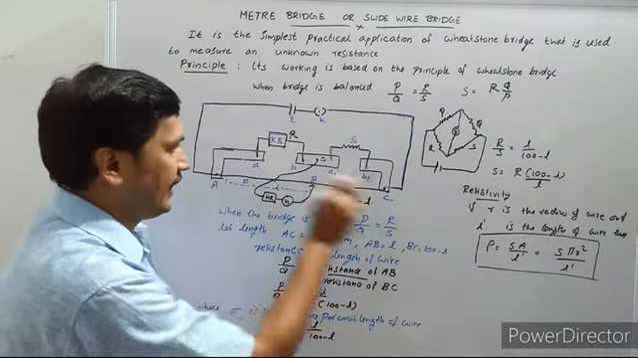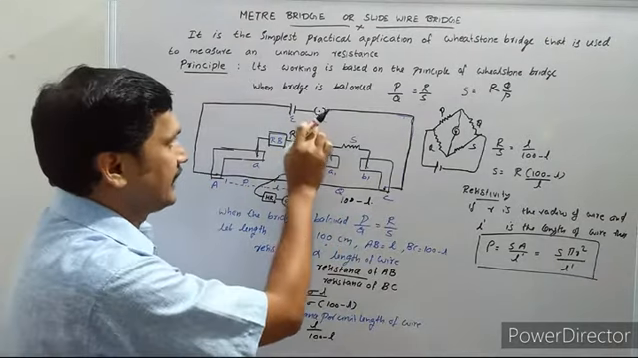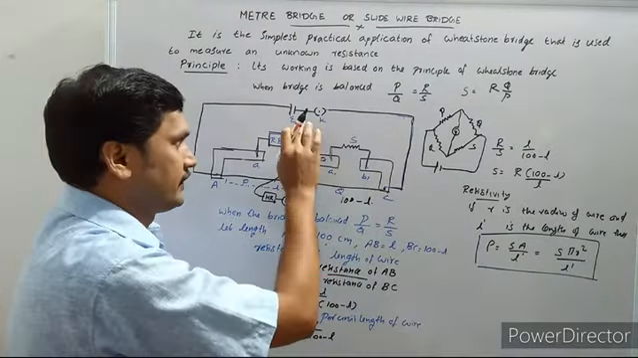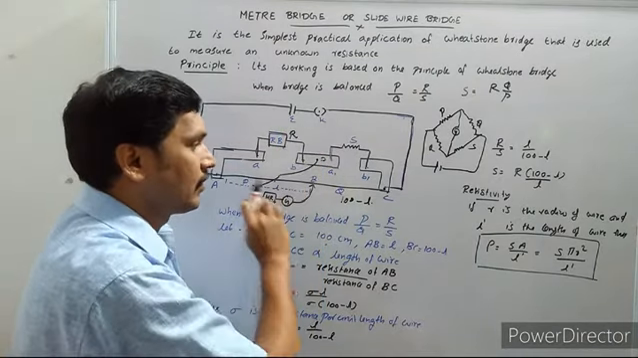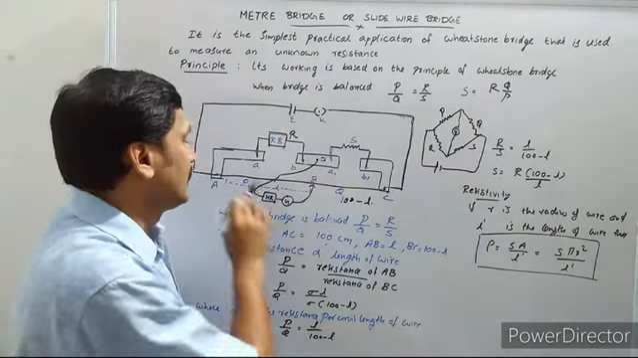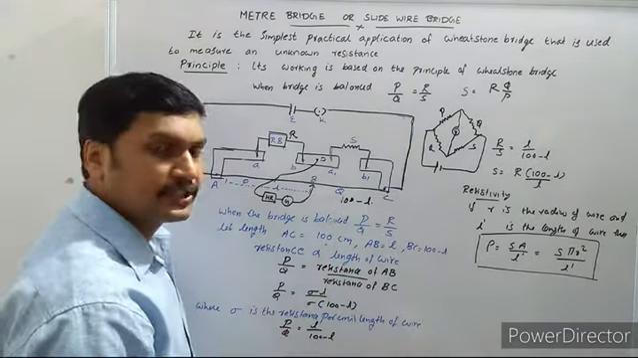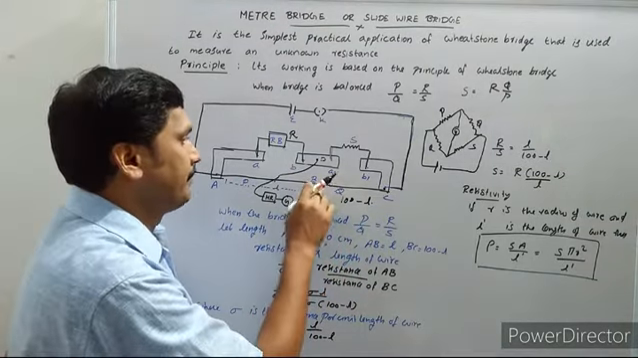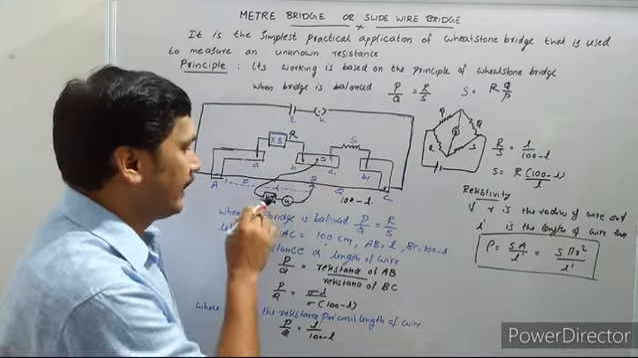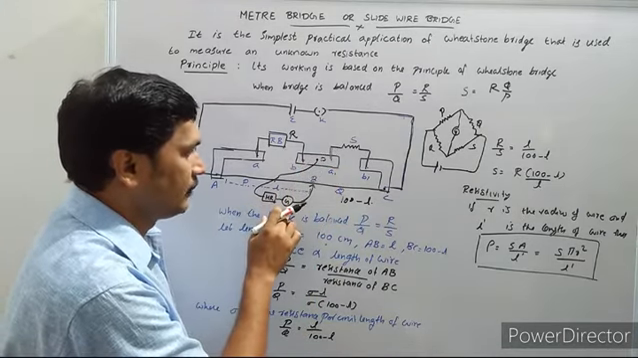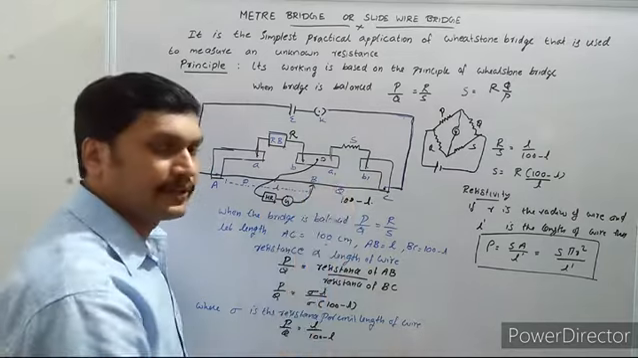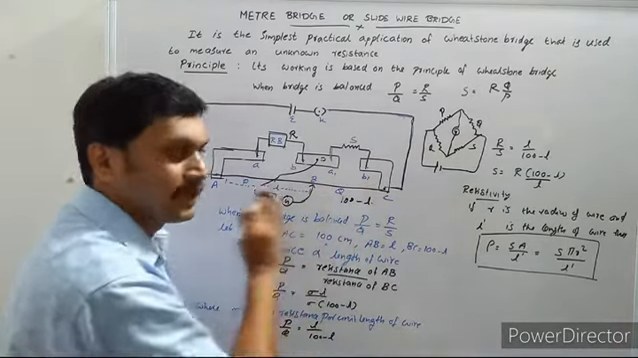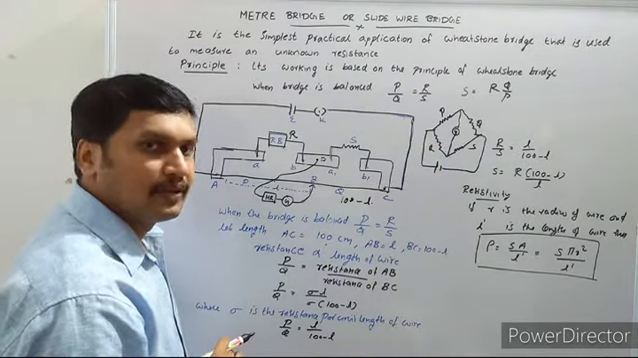Between the points A and C, one battery is connected through a one-way key. The function of this battery is to provide a constant current through the meter bridge wire AC. And across the points B and D, we have a high resistance, a galvanometer and a sliding contact known as a jockey. This is the construction of the meter bridge.